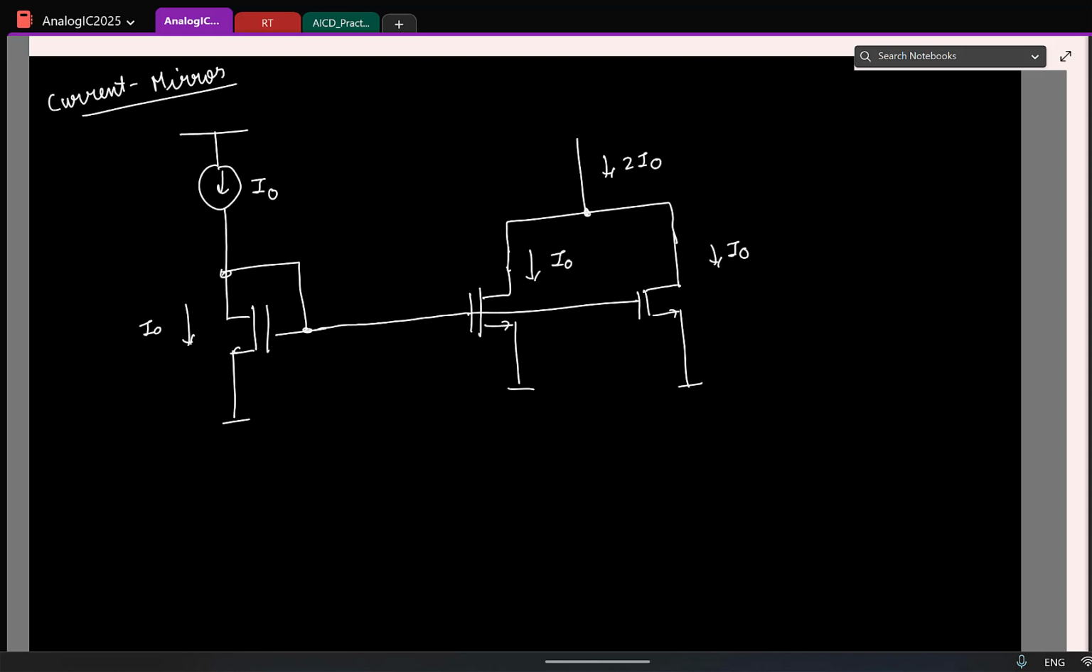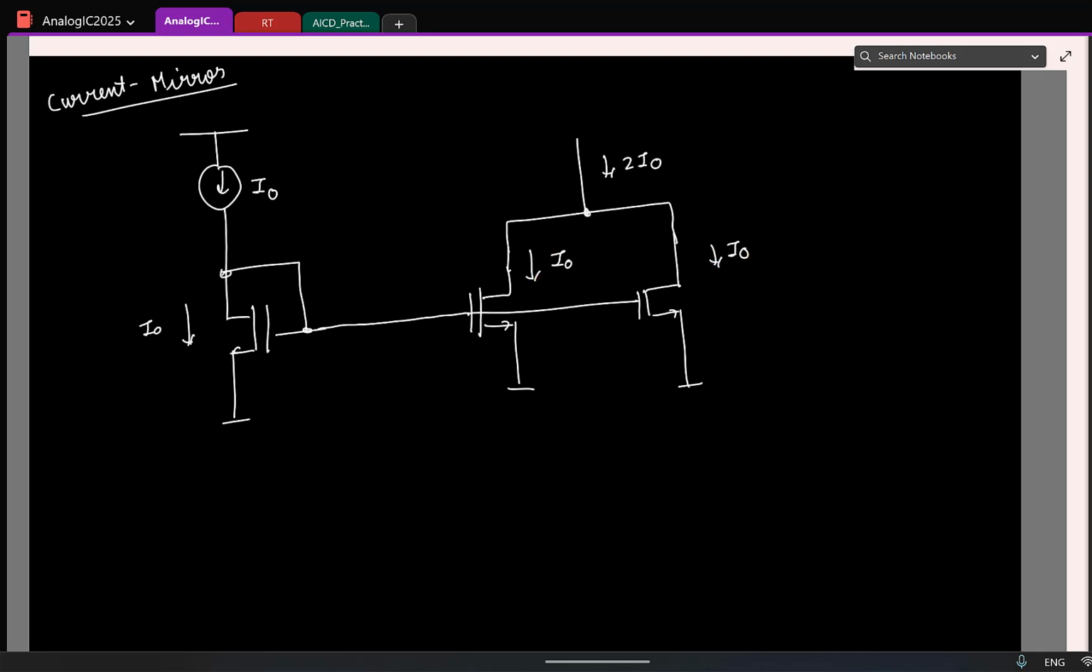Is that clear? Remember, this negative feedback connection is making sure that this gate voltage is set to a value that ensures that the drain current is equal to I0. So any identical transistor that is fed by the same gate voltage will also carry the same current I0. That's all.